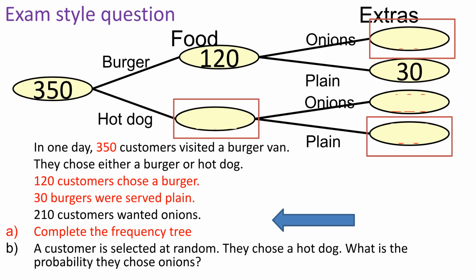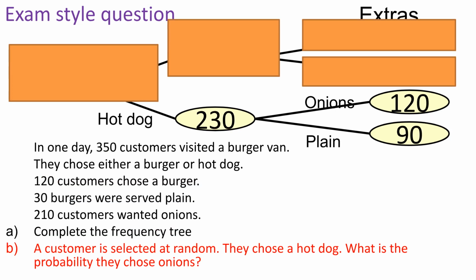Breaking the data down step by step makes calculating these probabilities straightforward. Let's solve this exam-style question. By organizing the 350 customer choices into a frequency tree, we can identify specific groups. When asked for the probability of a customer choosing onions given they picked a hot dog, remember to use only the hot dog total as your denominator.